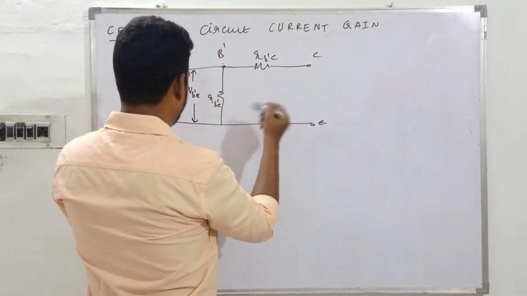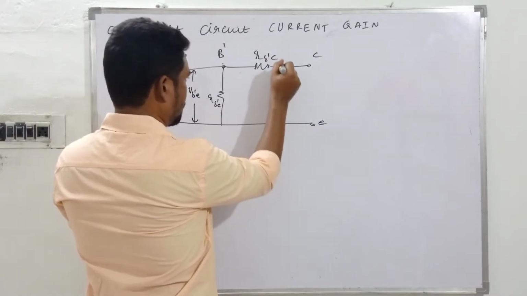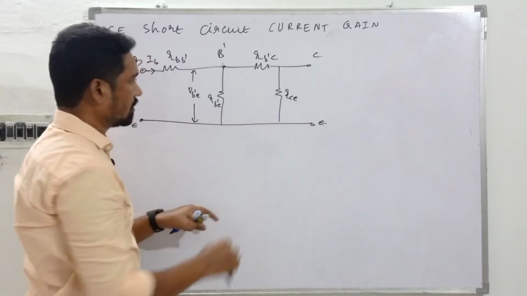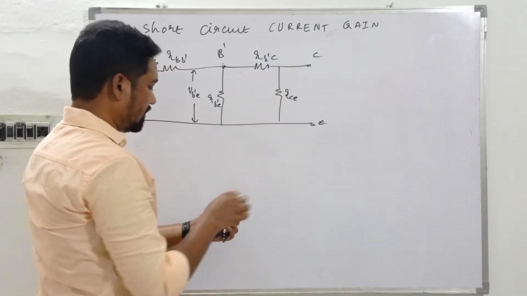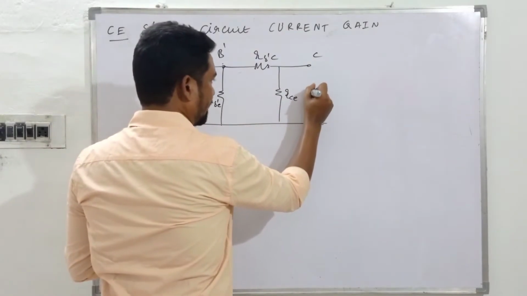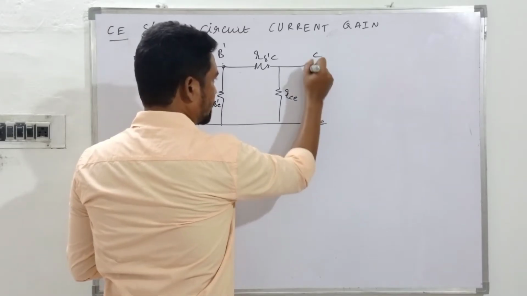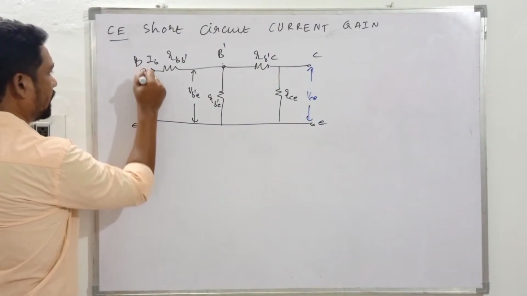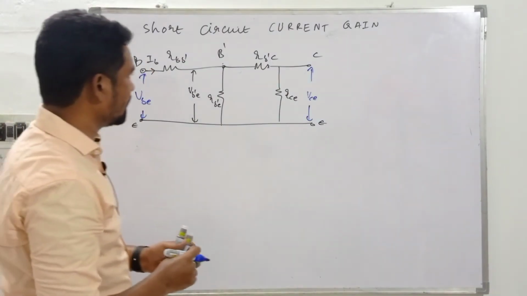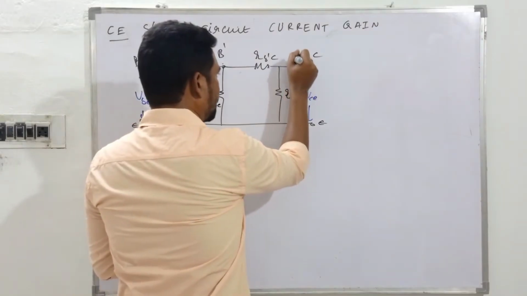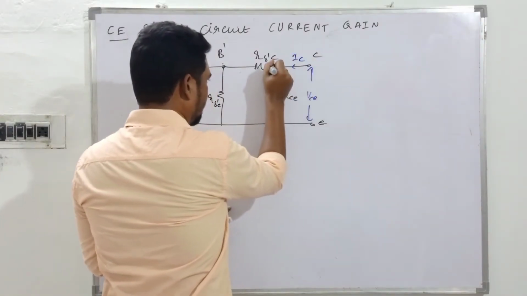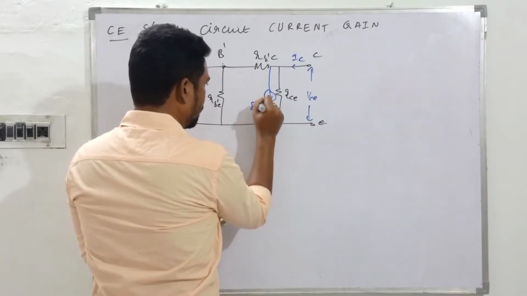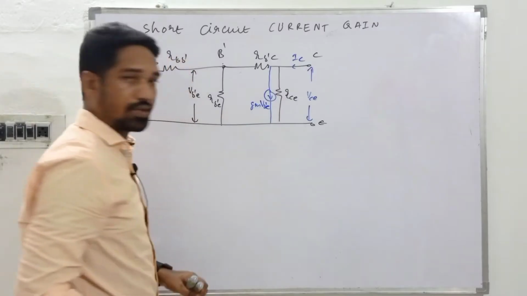And what else did we forget? Yeah, many components yet to come. We have RCE, the resistance between collector and emitter, and VCE is measured over here, isn't it? And this will be the VBE over here, right? Not only this, we have a current generator IC over here. What is that? It's gm VB'E, isn't it? So that one.